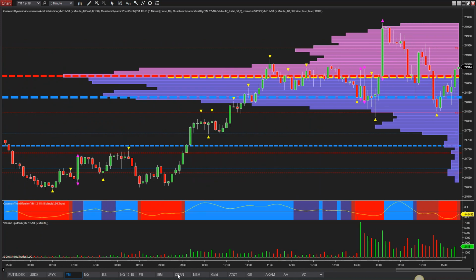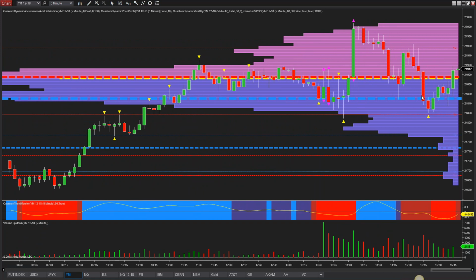What's also interesting is, if I just pull this wide again, this heavy blue dash line here is a pretty strong platform of support.